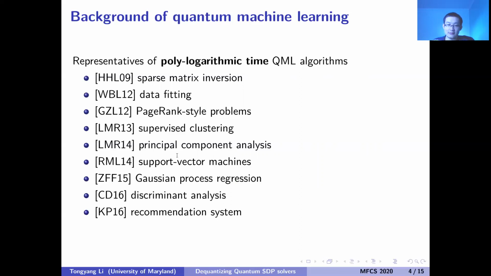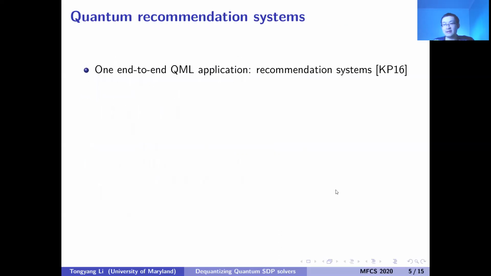More recently you have work on discriminant analysis and also the recommendation system result. Today we are going to zoom in a little on the recommendation system result, because a recommendation system essentially has a low-rank structure: you want to recommend only a few things, and this is typically regarded as a low-rank approximation of the corresponding input matrix that is given as the input of the data points.